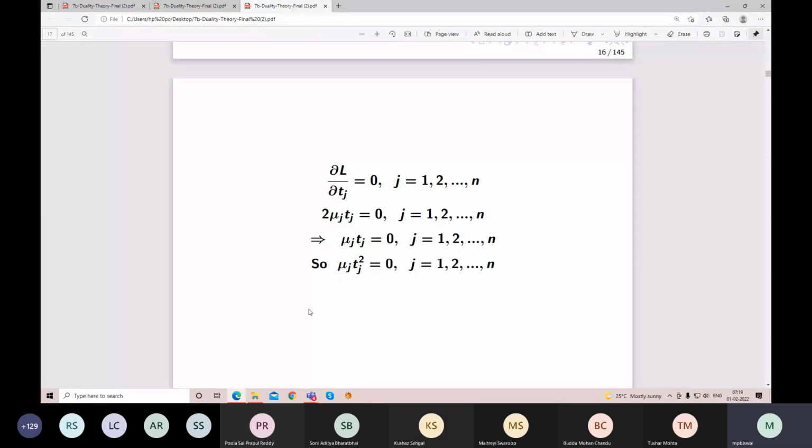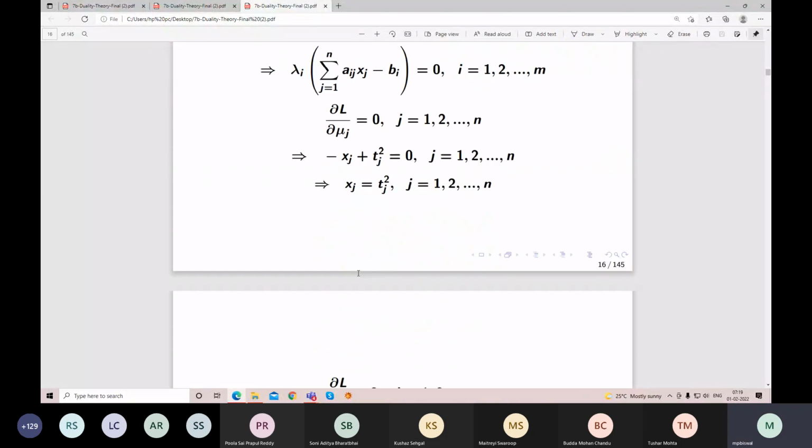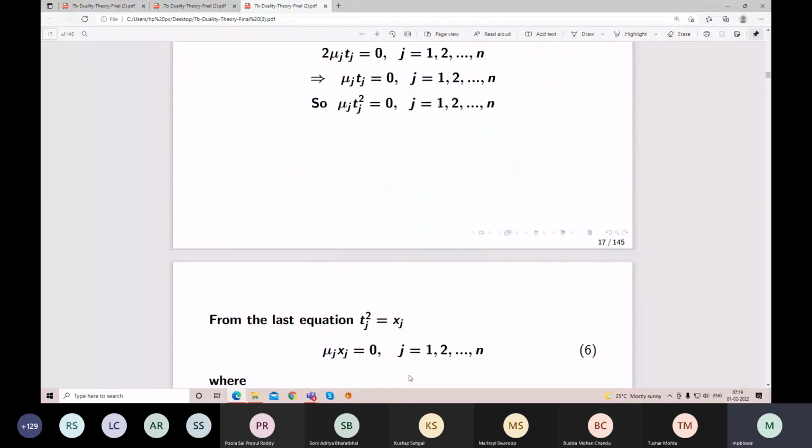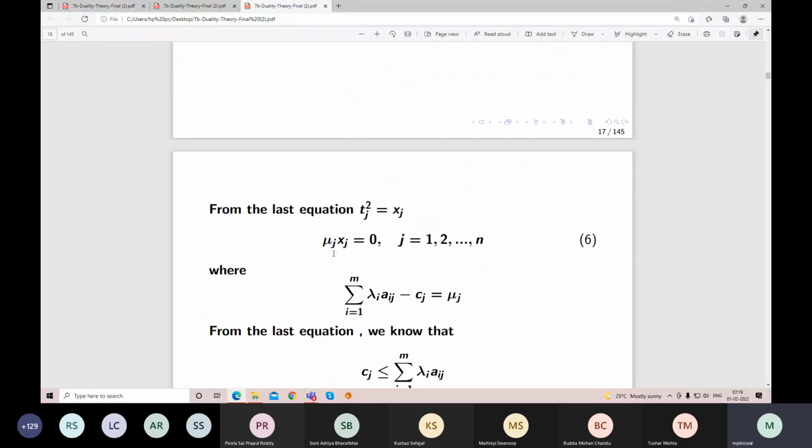That indicates mu_j into t_j square, I am multiplying t_j forcibly to the left hand side. Mu_j into t_j square equal to 0. What is t_j square? t_j square equal to x_j. So as a result, you are finding mu_j into x_j, their product equal to 0. Equation number 6, very interesting. Mu_j is a multiplier. That multiplier somehow we are removing, and into x_j equal to 0.